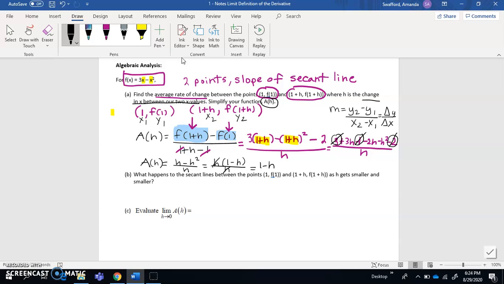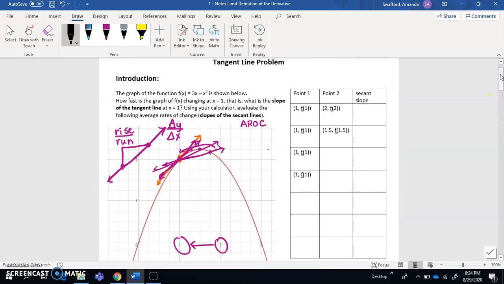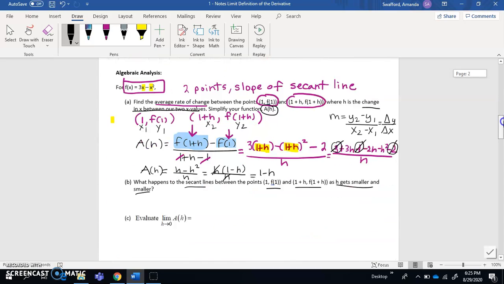Okay, so then the next question is asking what happens to the secant lines between the points 1, f of 1 and 1 plus h, f of 1 plus h as h gets smaller and smaller. So that's that whole idea we were talking about before. This change in x, if I pick this point first, then this point, then this point, h is getting smaller because h is the change between those x values. So h is getting smaller and smaller and smaller. So what's happening to the secant line is that it's slowly becoming the tangent line.